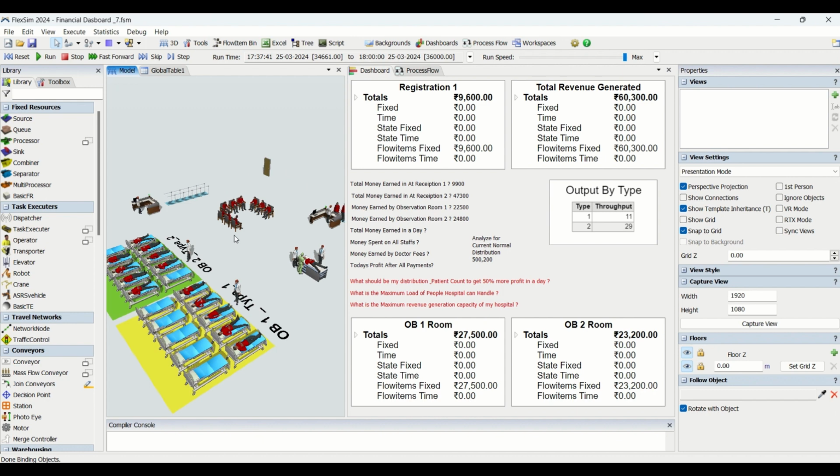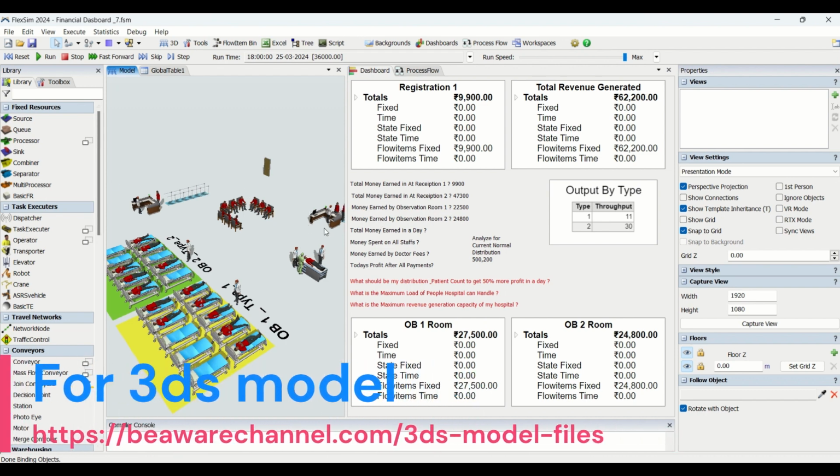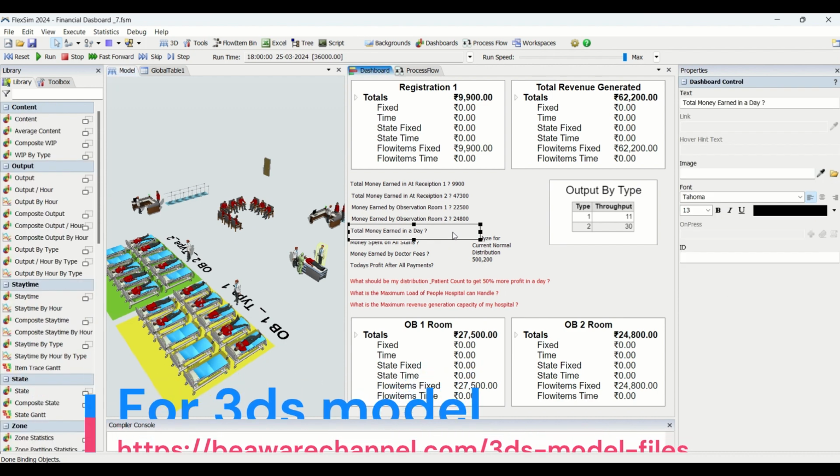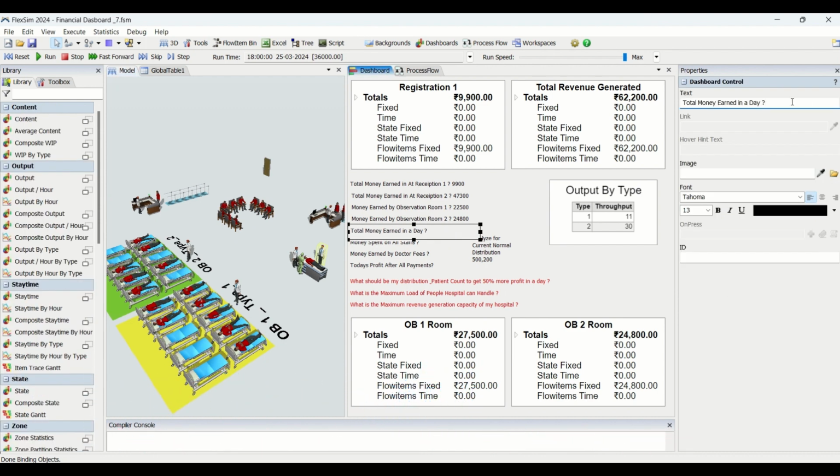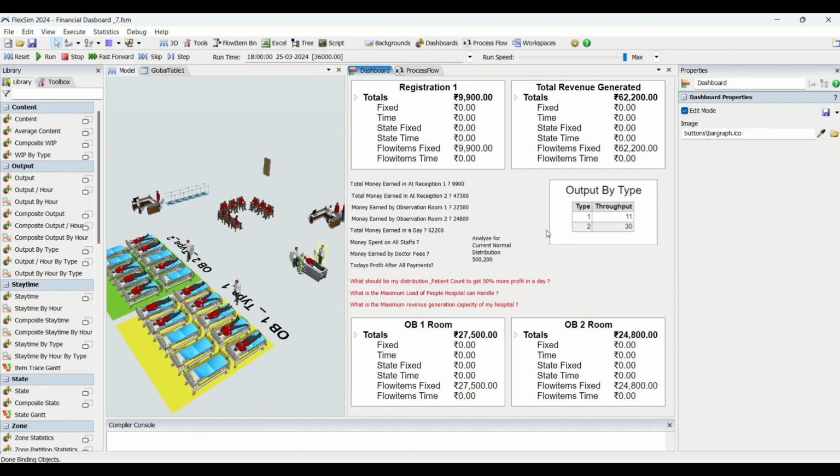So this hospital is going to get this much revenue generated per day. If you look, the hospital has generated almost 62,200 rupees per day by these two receptions, reception 1 and reception 2 combined. So the total money earned in a day is 62,200 rupees. Okay, so this is our data point which we have received from our financial dashboards.